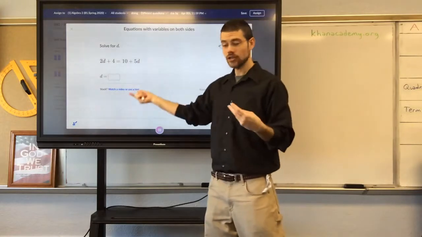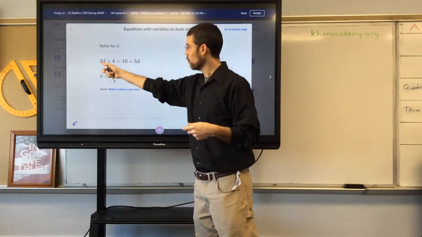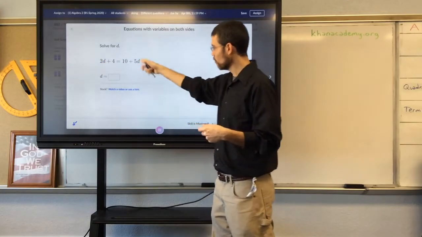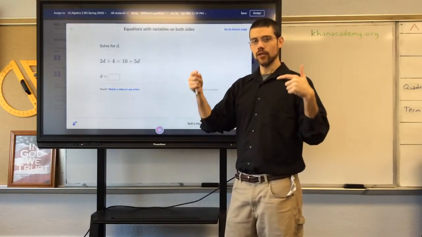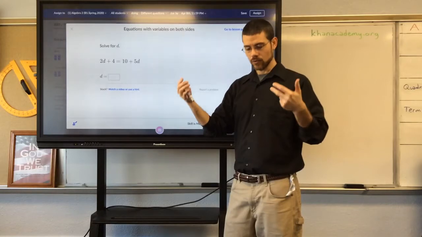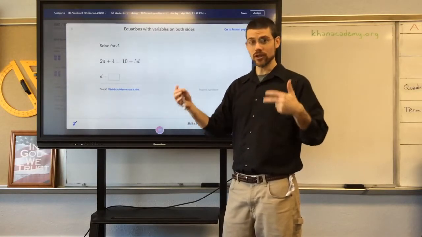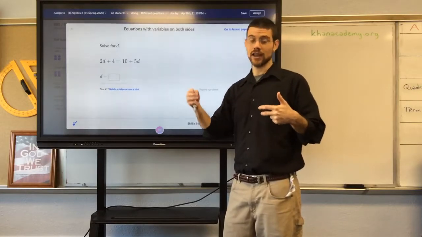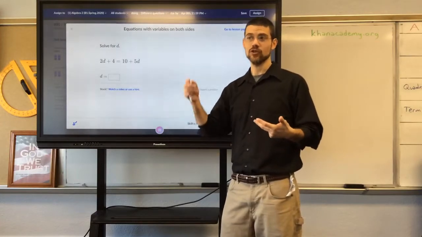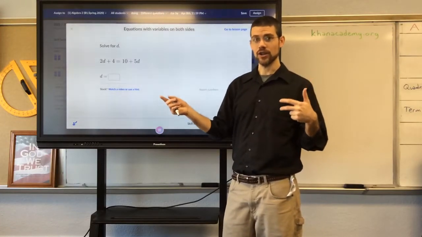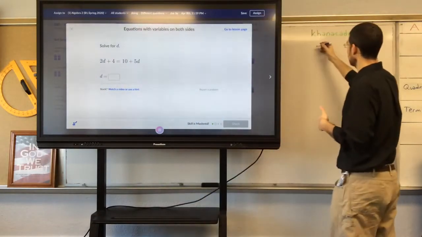I want d to be positive when I'm done, so I'm going to subtract 2d from the left side of the equation and from the right side. If you do the same thing to both sides of the equation, the equality stays consistent. It doesn't become unequal. If you do different things to the two sides of the equation, say add 5 and subtract 2, you're not going to have equality anymore because you've changed the numbers on each side of your equation in different ways. Okay, so we're going to subtract 2d from both sides of the equation.